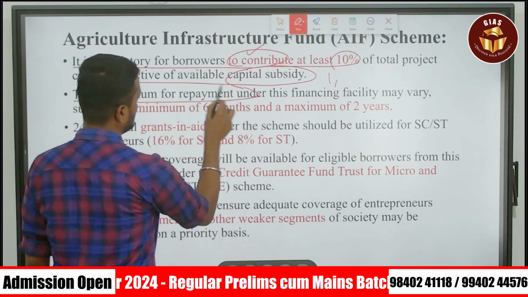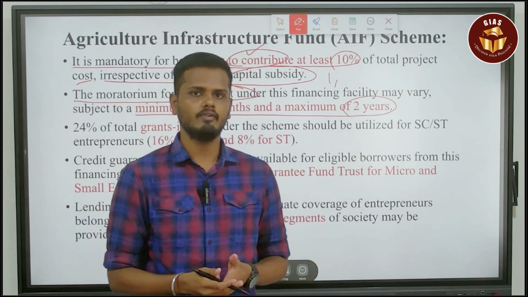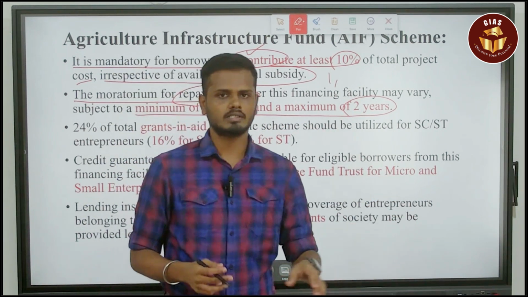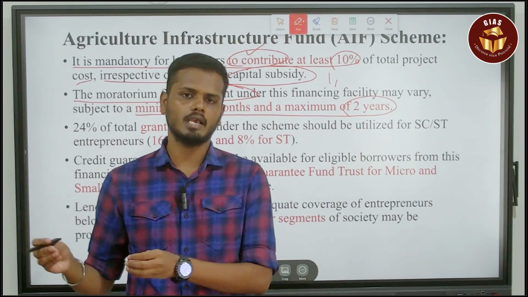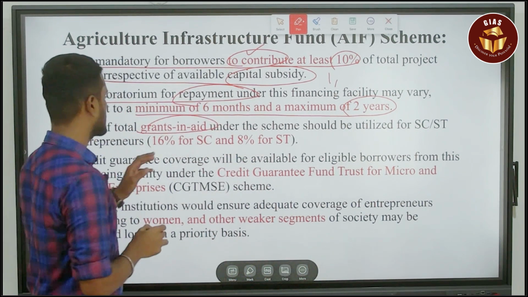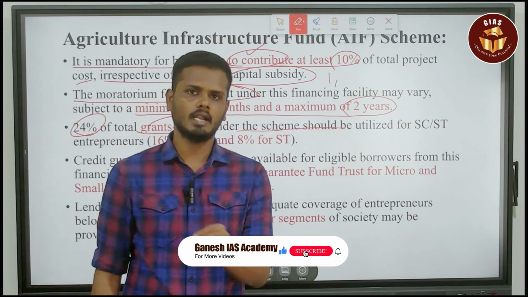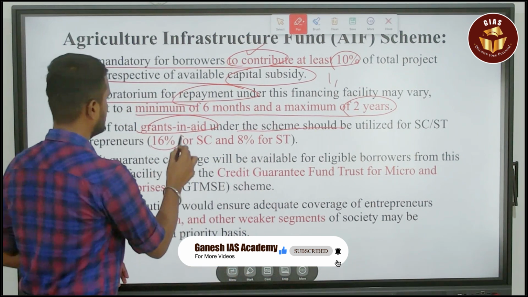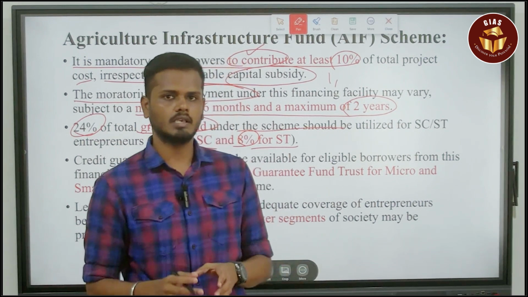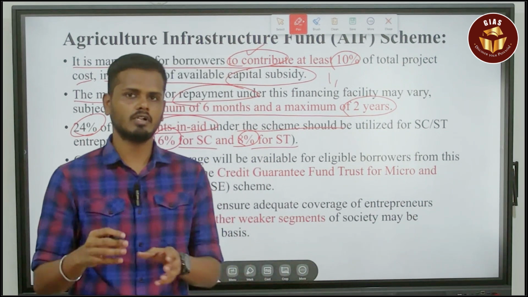Then the moratorium on repayment is a minimum of 6 months and a maximum of 2 years. They can repay the amount with the interest after a minimum of 6 months and a maximum of 2 years. 24% of the total grants under the scheme should be utilized particularly for SCs and STs, 16% for the SC and 8% for the ST. It is mandatory under the scheme. They have to spend the money on the development of agriculture infrastructure for SC and ST people.